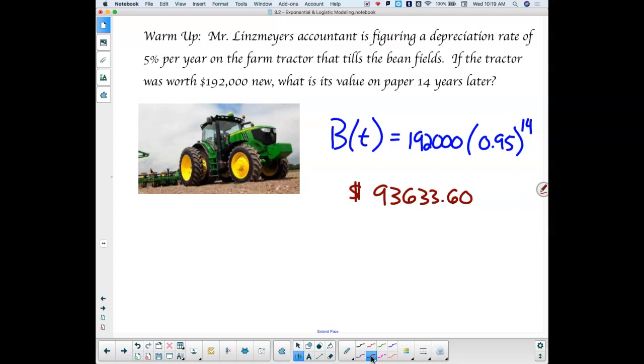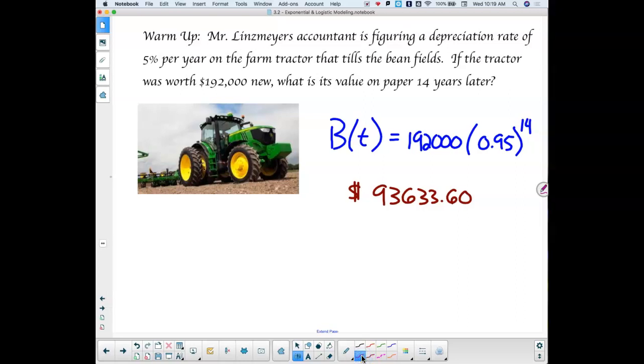That's the same as equals 1 minus 0.05. But that 1 minus 0.05 has to be in parentheses to the 14th power. You know what I mean? You can't just say this. It's got to be 192,000 times 1 minus 0.05 to the 14th power.